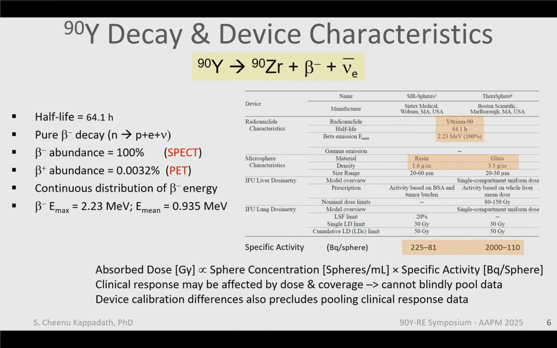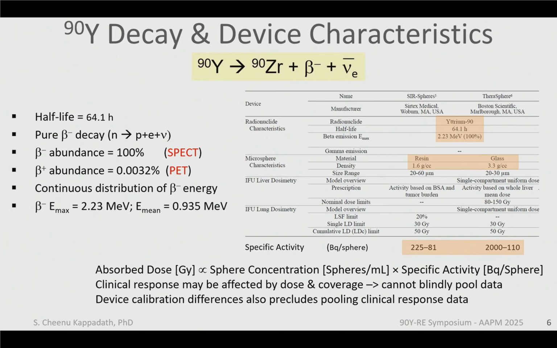We have to recognize that the absorbed dose is really proportional to the product of the specific activity and the concentration. Concentration is spheres per ml, and specific activity means becquerel per sphere. So it's basically telling you becquerel per ml, which is concentration.